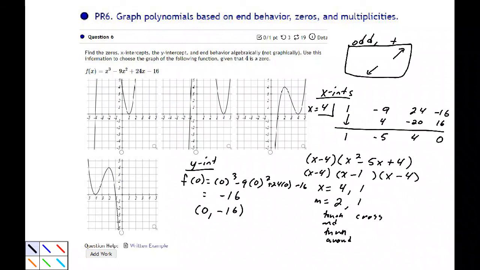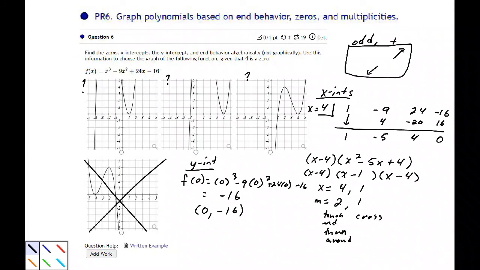Now those are all the things we were told to find, so let's compare to our graphs. The first graph falls to the left, rises to the right. That matches our end behavior, so I'm not going to remove that one yet. Put a question mark there. The second graph falls to the left and rises to the right, so I'm going to keep that one as well. The third one, same thing. It falls to the left, rises to the right. We'll keep that one. But the last graph rises to the left, falls to the right, so that graph is out.